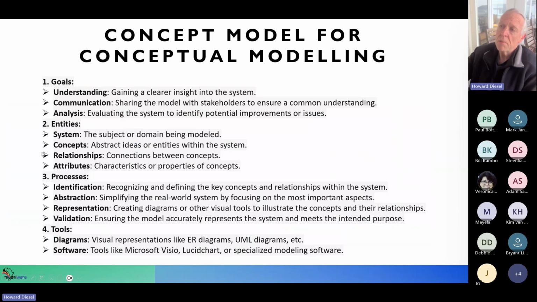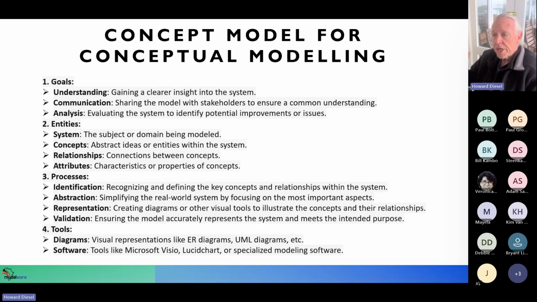So here's an example of a concept model. I've done a concept model for conceptual modeling. The goals: clearer insight into the system, communication and analysis. How do we analyze what we have, and how do we look for potential improvements? It's not always easy to go and look at all of the Excel spreadsheets or the data or the databases to start looking at improvements. Yes, you can certainly bring that as input, but it's sometimes a lot easier to work at the conceptual model. Then there are the entities that we have, the processes of identification, abstraction, representation, validation, and then the tools that we use. So that's a concept model that you can bring together.